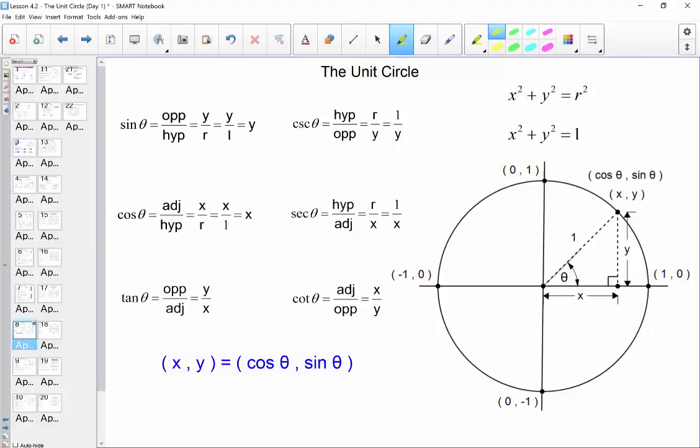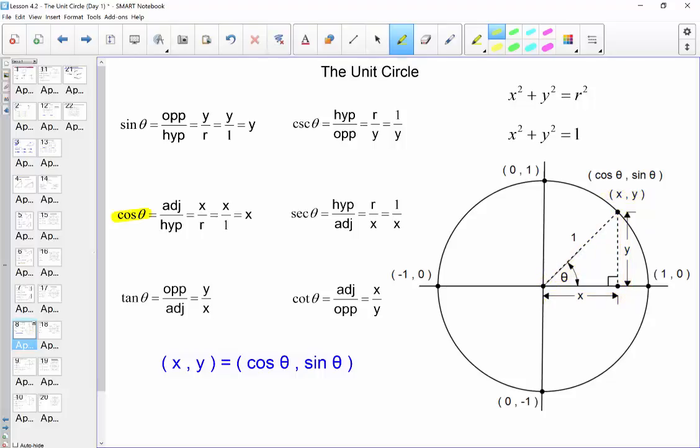In our triangle, we have a base with a length of x, and we have a height of y. Therefore, the coordinates x, y is the coordinate where the angle theta intersects the unit circle. So angle theta, where the hypotenuse of the triangle intersects the unit circle, occurs at coordinate x, y.